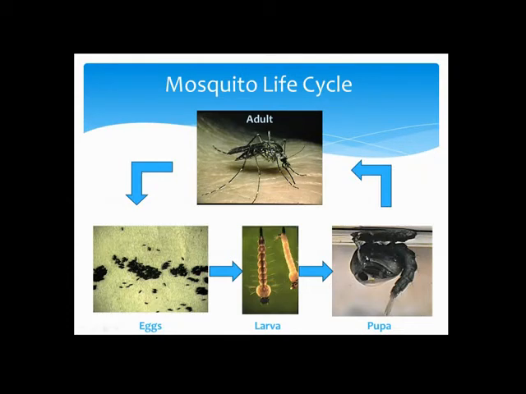Adult mosquitoes require blood meals to complete their life cycle, so they'll take a blood meal before they are able to lay eggs again, and the life cycle starts all over again. Again, this is very dependent on water. They require water to lay the eggs, for the larvae to hatch, and for the pupa to emerge.